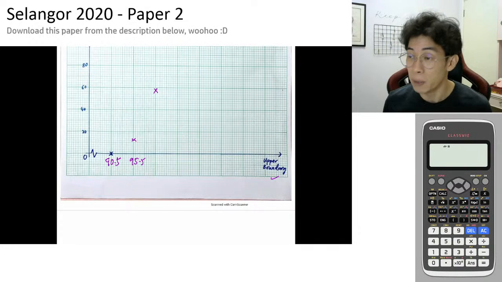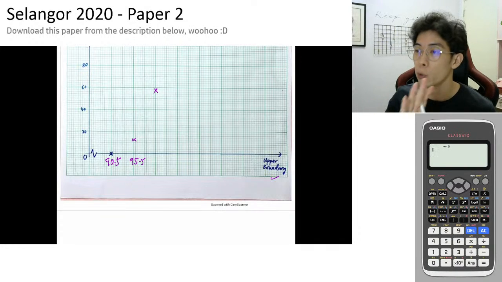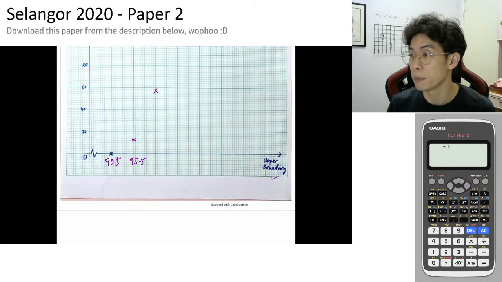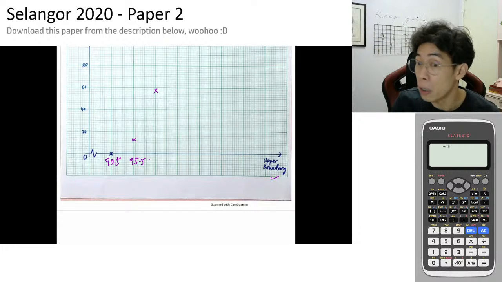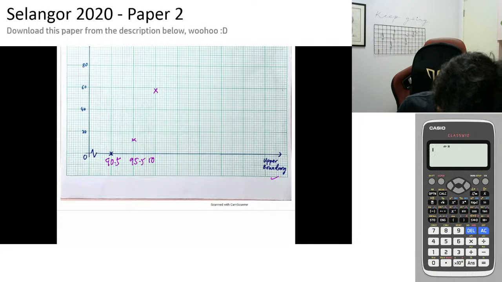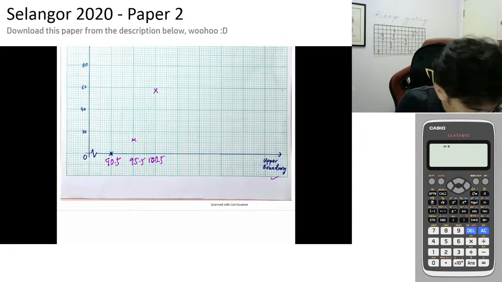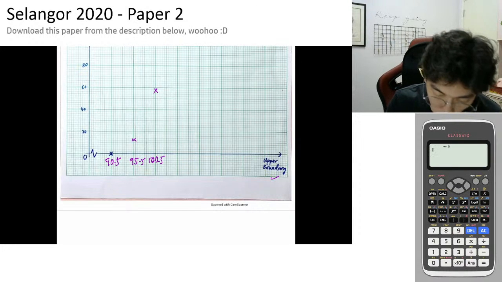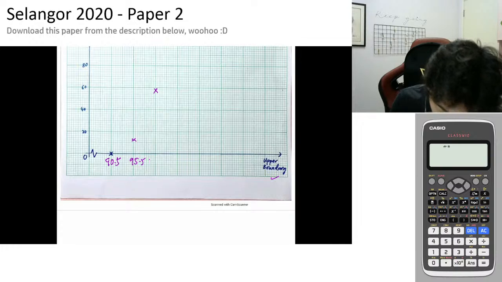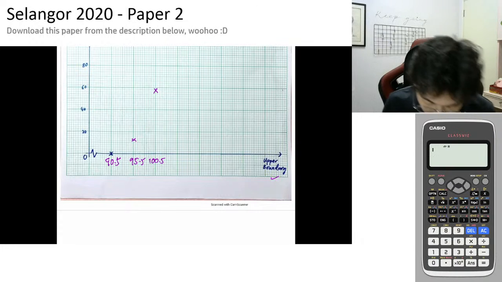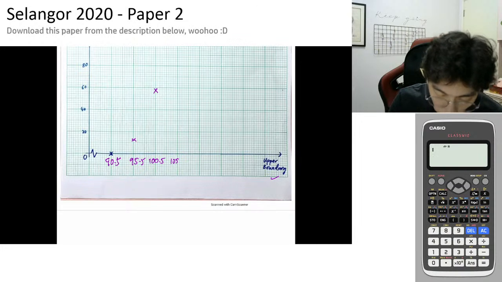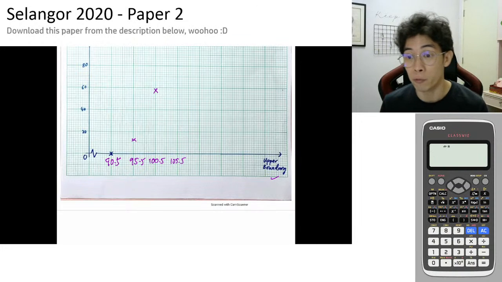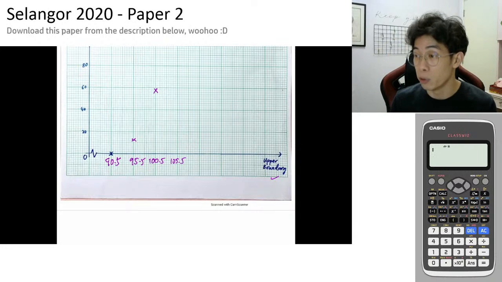Yes, Jensen, the heartbeat you need it. But SPM they don't care. If you missed out that, it's fine. So this one you have your 100.5. Then after the 100.5, we have 105.5. Everything is your upper boundary, everyone. So the rest of it, you just fit using the next upper boundary in your table.